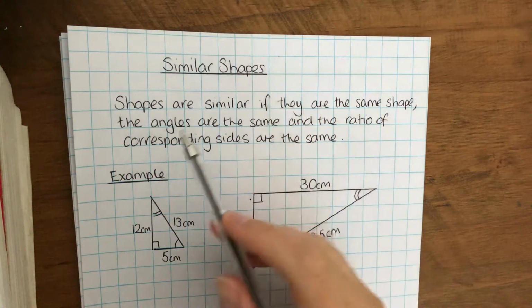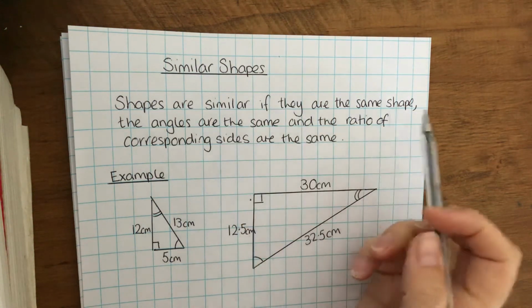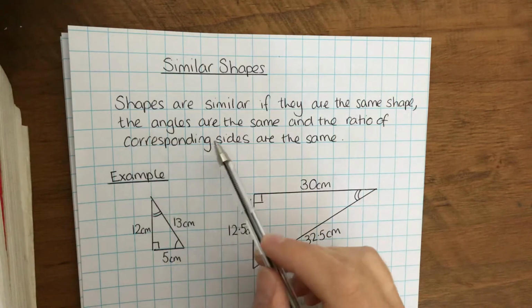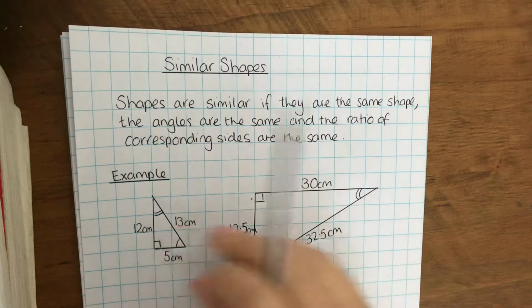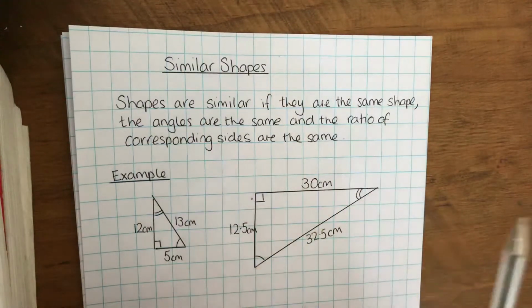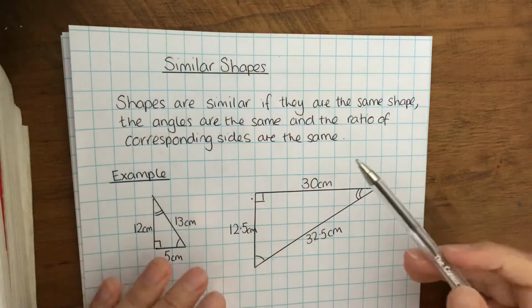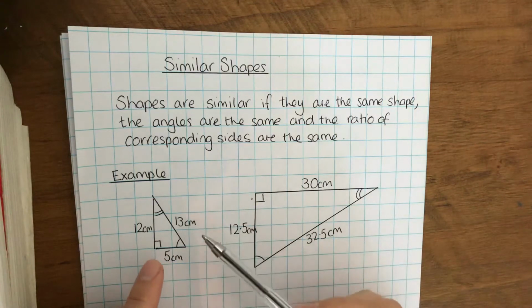Okay, similar shapes. Shapes are similar if they are the same shape, the angles are the same, and the ratios of corresponding sides are the same. So basically they look the same, perhaps they're turned around or flipped over. The angles in that shape are equal.